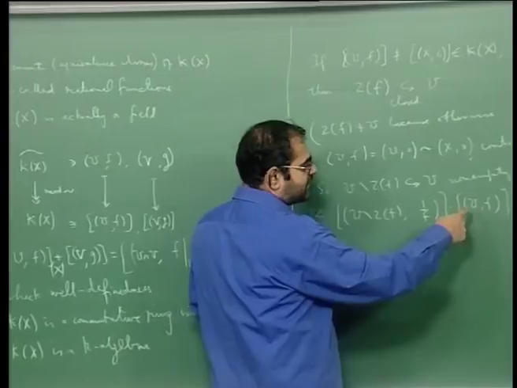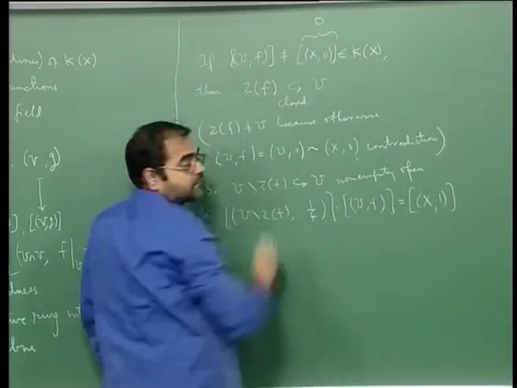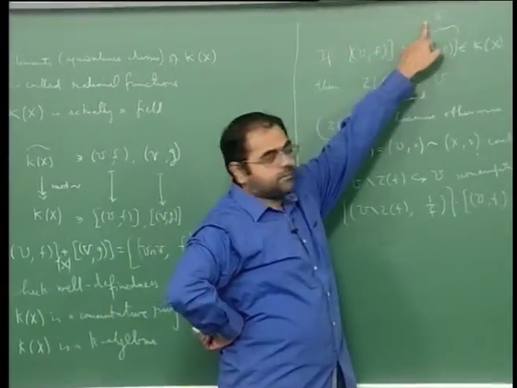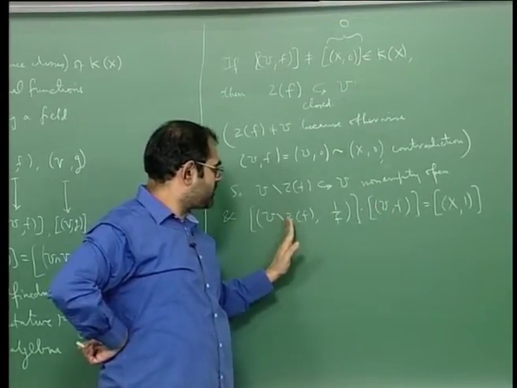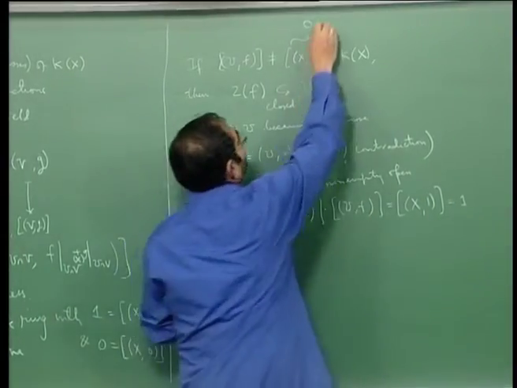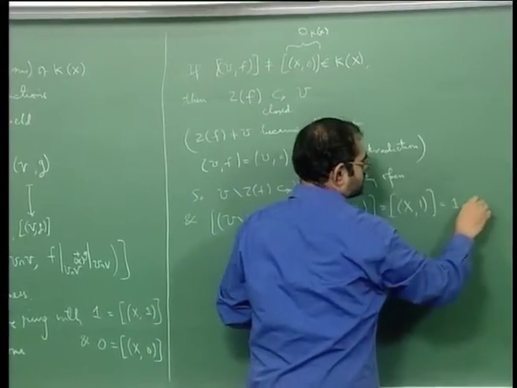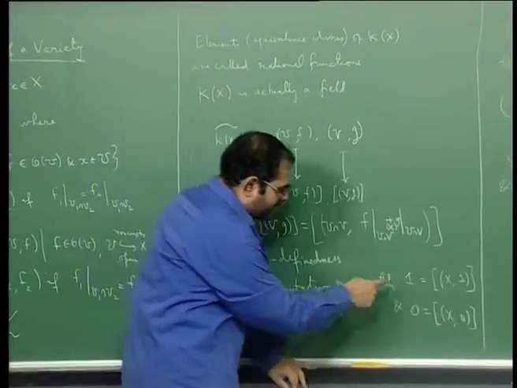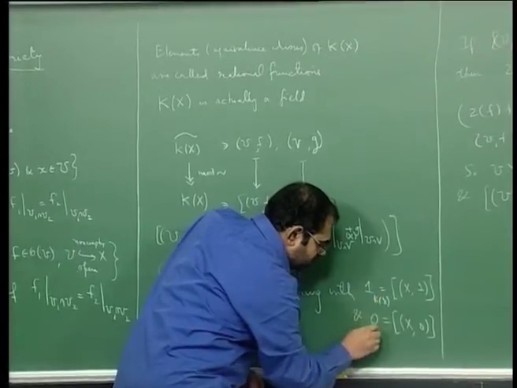So what this tells you is that whenever (U, f) is not the 0 element, mind you, this is the 0 element in Kx, then it has a reciprocal, there is something with which you can multiply it to get 1. This is the 0 in Kx and this is the 1 in Kx. So here also when I write 1 equal to (X, 1) I mean this is the 1 in Kx and this is 0 in Kx.